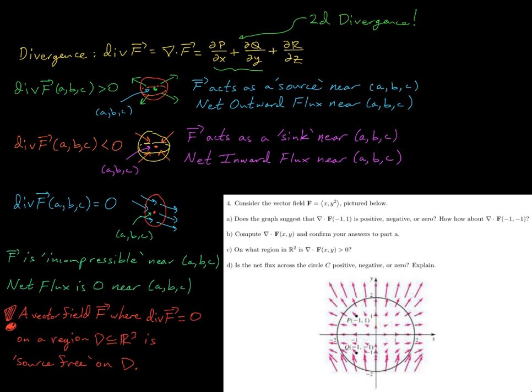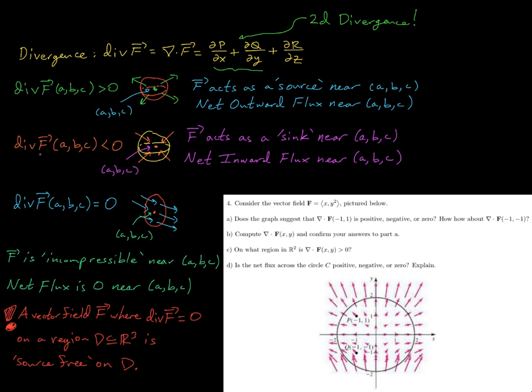So with the three-dimensional divergence, we're just tacking on this z derivative of the k component r of a vector field. And the interpretation is much the same as what we had for 2D divergence. If the divergence is positive at a point, then F is acting as a source near that point, meaning there's net outward flux being generated by your vector field. So if I draw a little ball around the point a, b, c, I'm going to see net outward flux across the boundary of that ball near this point.